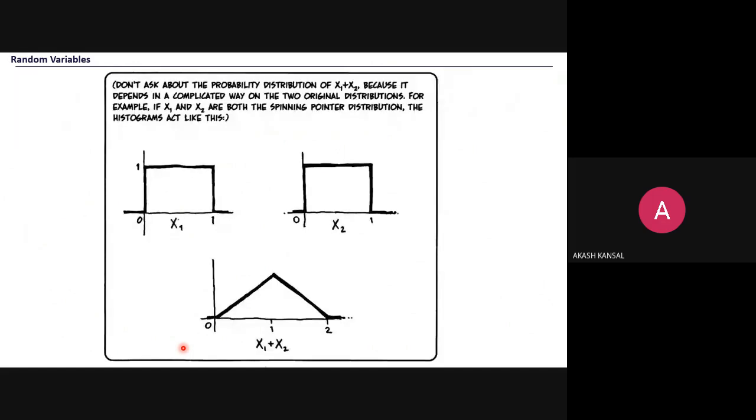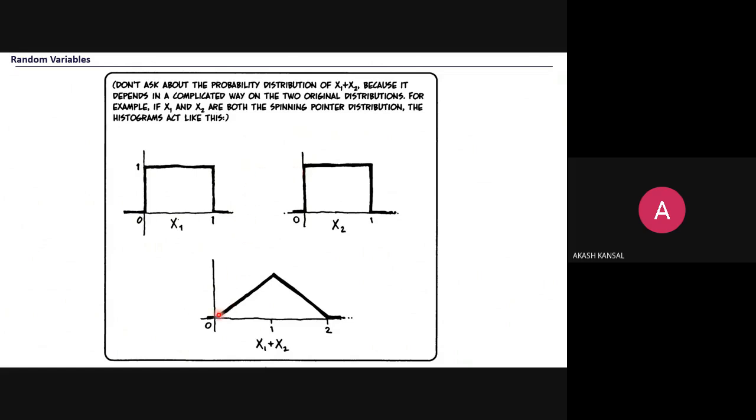Moving on. Now, let's draw the probability distributions of x1 and x2. So this graph is for x1. This graph is for x2. So this shows me the probability distribution, right? We simply have 0 to 1, it's 1, and 0 to 1, it should also be 1 here.